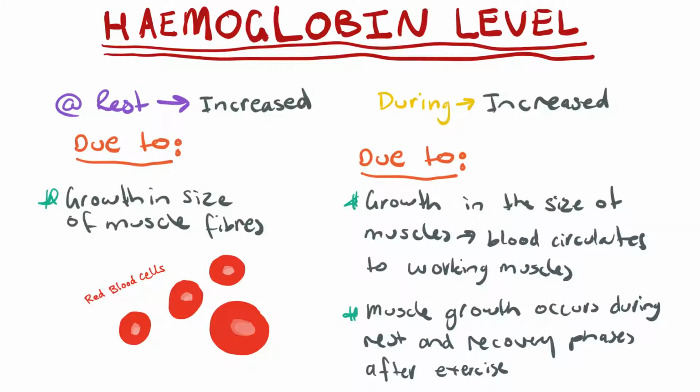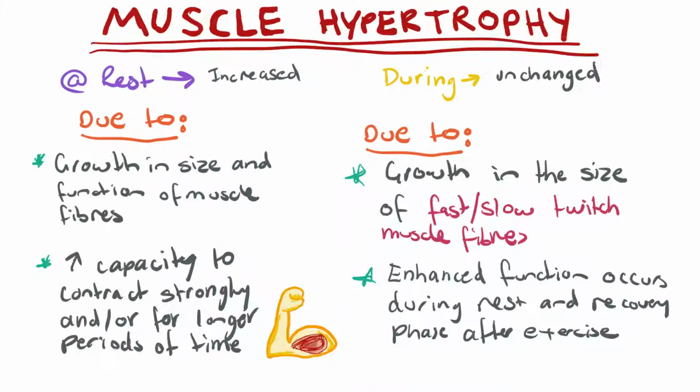So obviously we continue to increase the hemoglobin levels during exercise, but that level can remain the same, if not increase after exercise, because we need oxygen to go back to our muscles to repair and replenish oxygen stores. And this is why our hemoglobin levels are increased both at rest and during exercise.